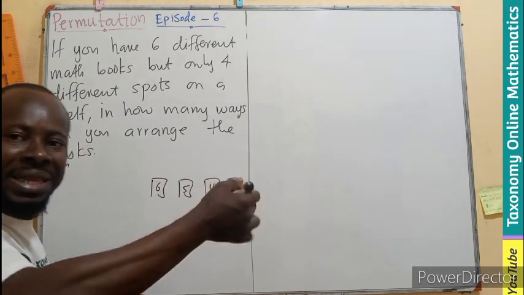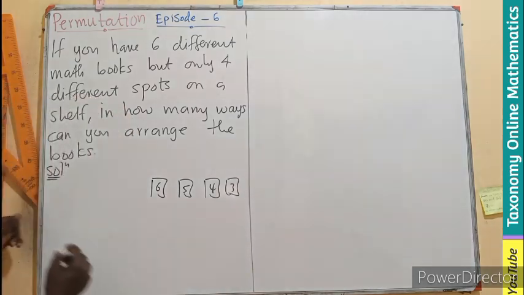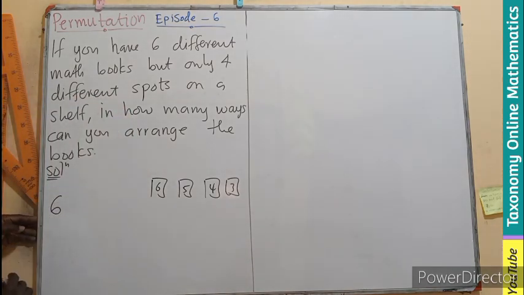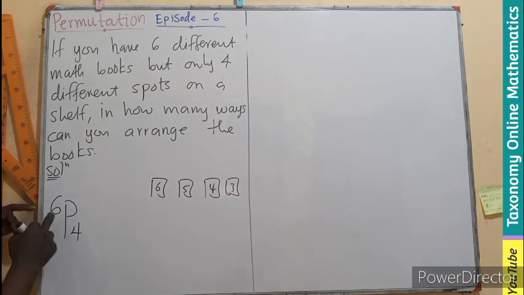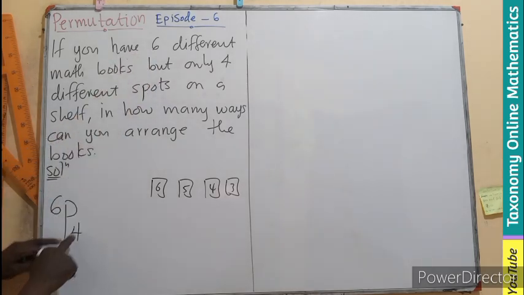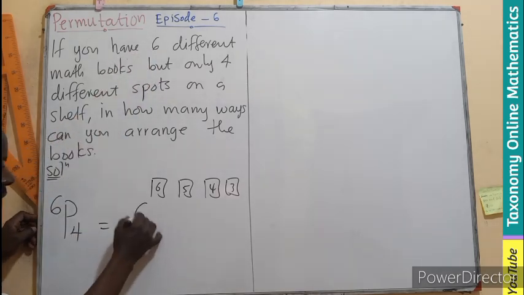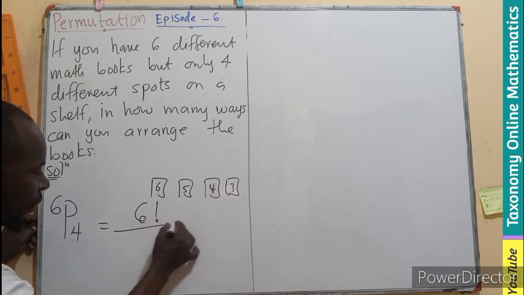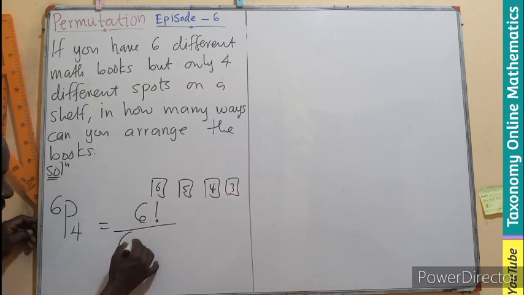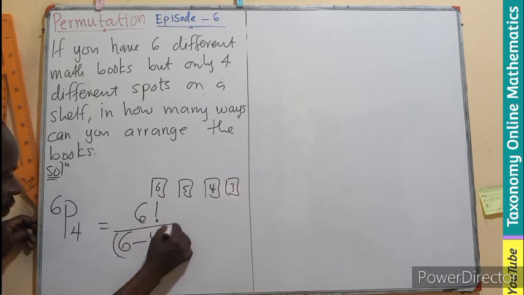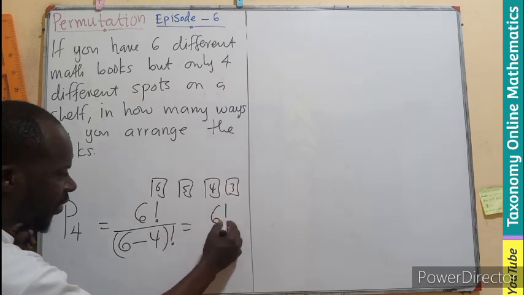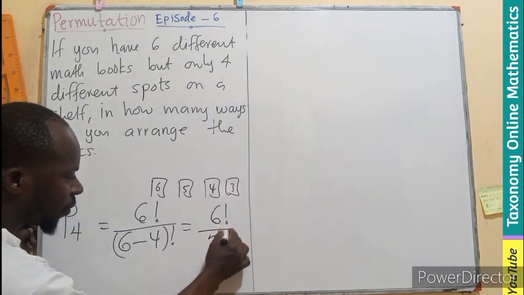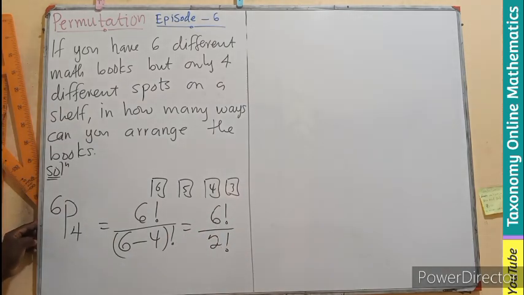But what can we do in terms of permutation? We are saying that we have 6 to pick from, so 6 permutation 4. I have 6 different objects to pick from, but I am picking 4 at a time, meaning 6 factorial divided by (6 minus 4) all factorial, giving me 6 factorial over 2 factorial. I guess that is clear? Because 6 minus 4 is 2.